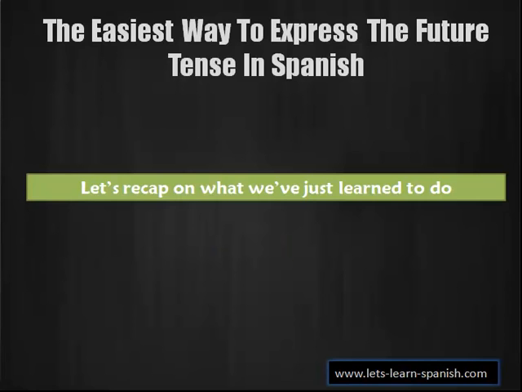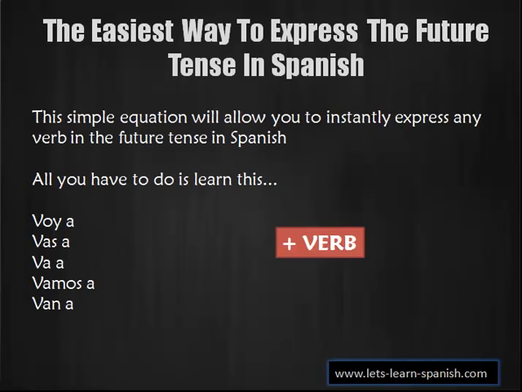So let's recap on exactly what we've just learned to do. This simple equation will allow you to instantly express any verb in the future tense in Spanish. All you have to learn is voy a, vas a, va, vamos a, or van a, and then whatever full verb you put in front of that, you don't have to conjugate it at all. You immediately get the future tense.